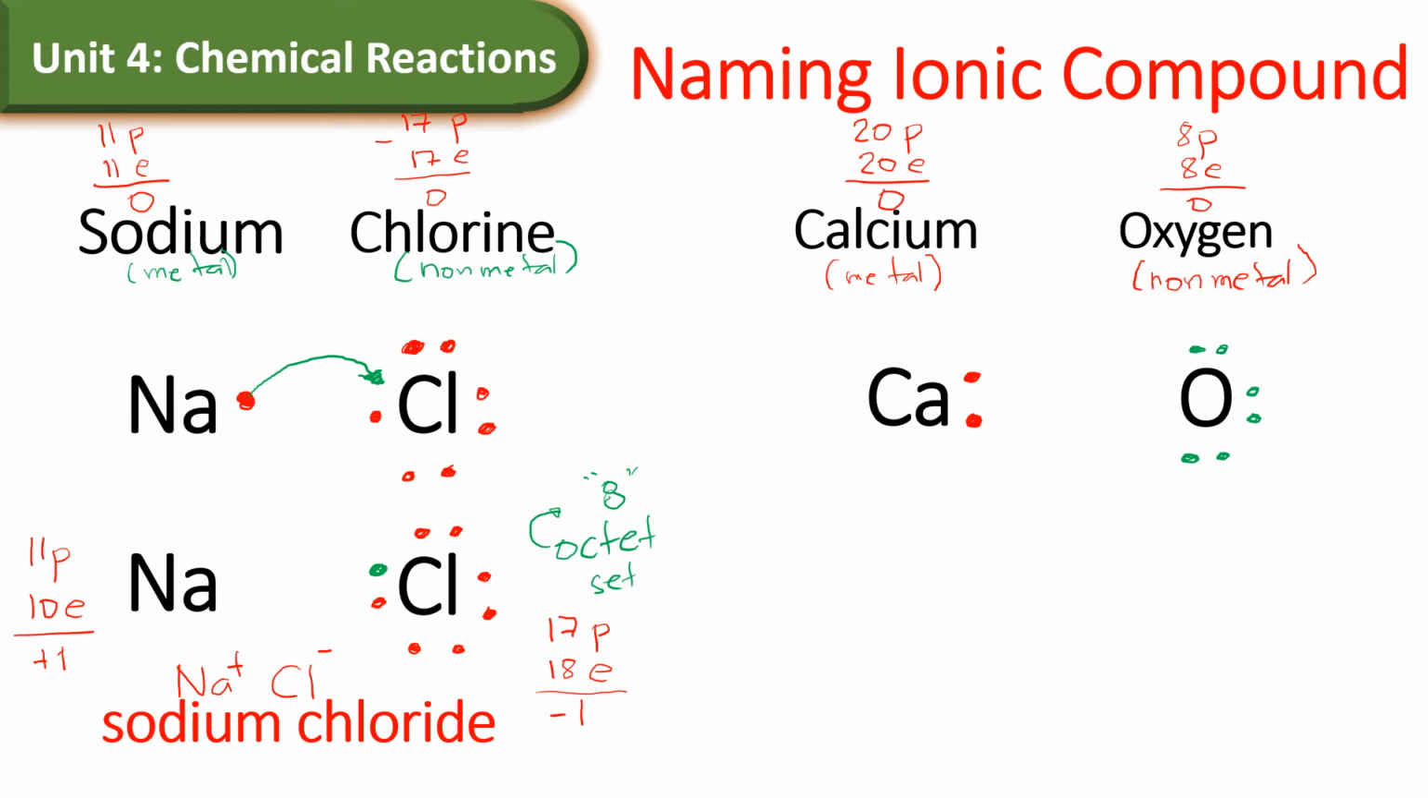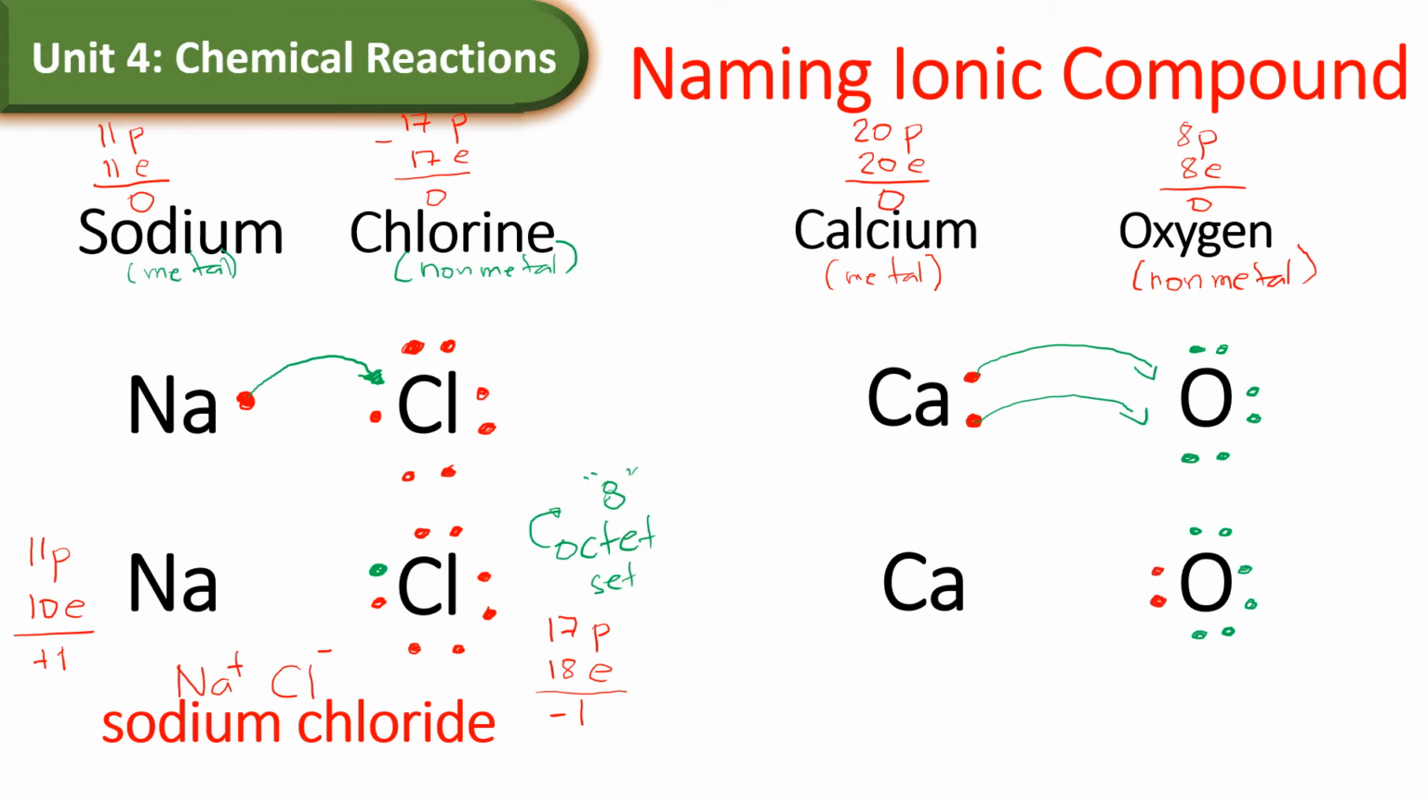So what will happen? Calcium wants to be empty and oxygen wants to be full, octet set. So calcium will give its 2 electrons to your oxygen. So it will look like this now. So it will be like 1, 2, 3, 4, 5, 6, then 7 and 8.